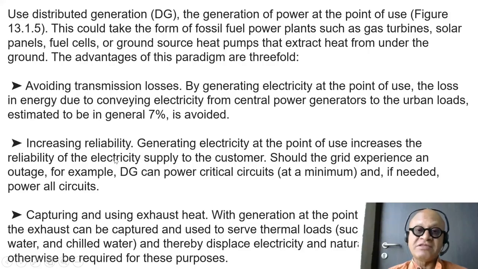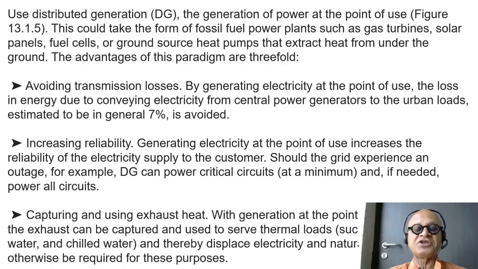Increasing reliability. Generating electricity at the point of use increases the reliability of electricity supply to the customer. Should the grid experience an outage, for example, distributed generation can power critical circuits at a minimum, like emergency hospitals, emergency lights, firehouses, etc.